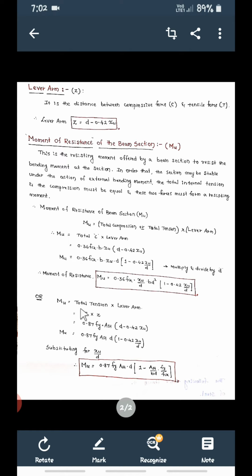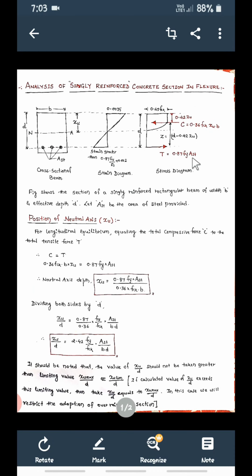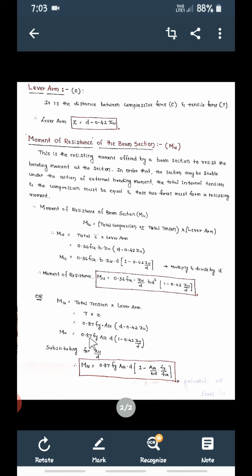Or another option is moment of resistance Mu equal to total T into lever arm, that is force into perpendicular distance. The perpendicular distance is Z. So T into Z. Sorry, C into Z or T into Z. So what is T now? 0.87 fy Ast, stress into area. So T into Z, where Z is again the same, d minus 0.42 xu. So Mu is equal to 0.87 fy Ast. Again if you take d outside, it is 1 minus 0.42 xu by d.